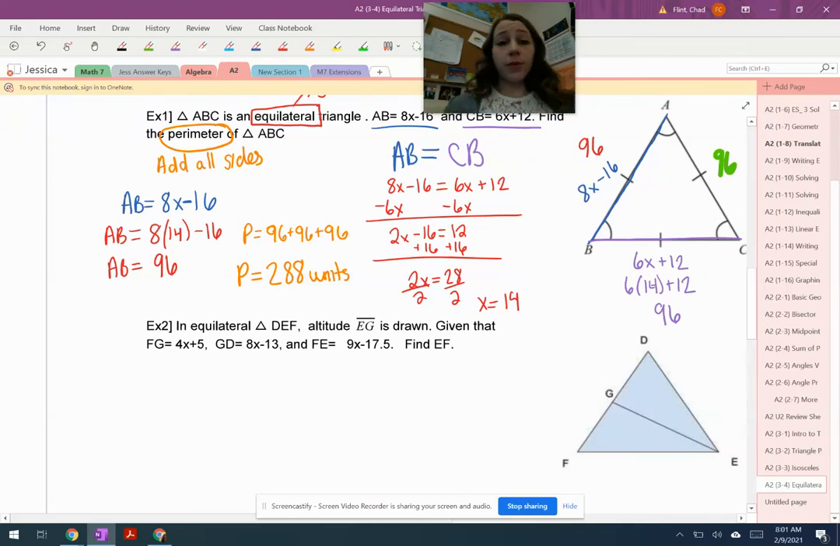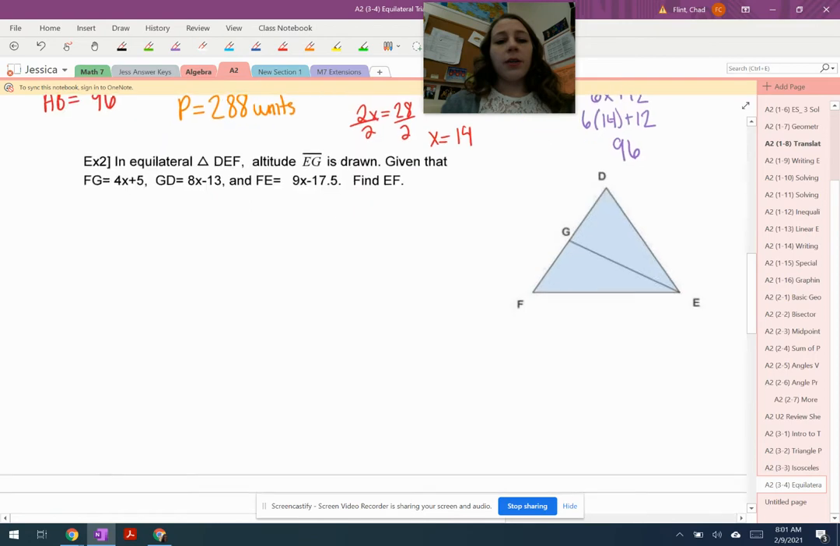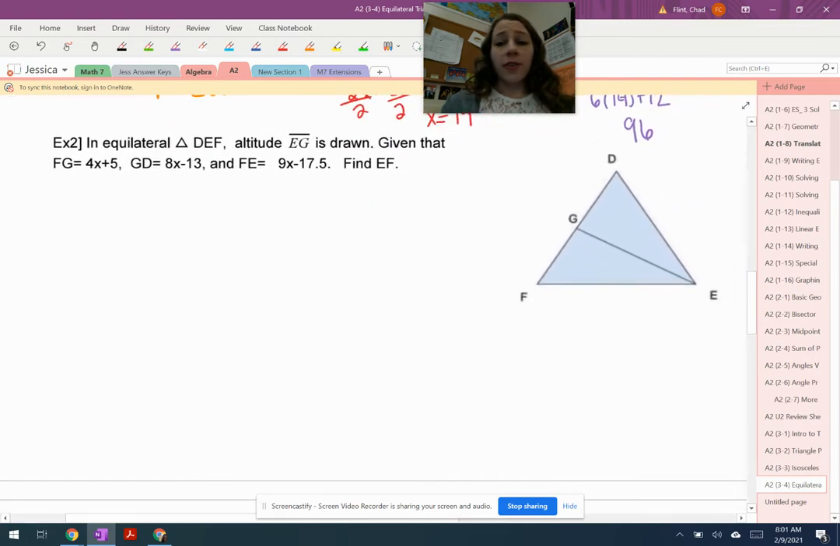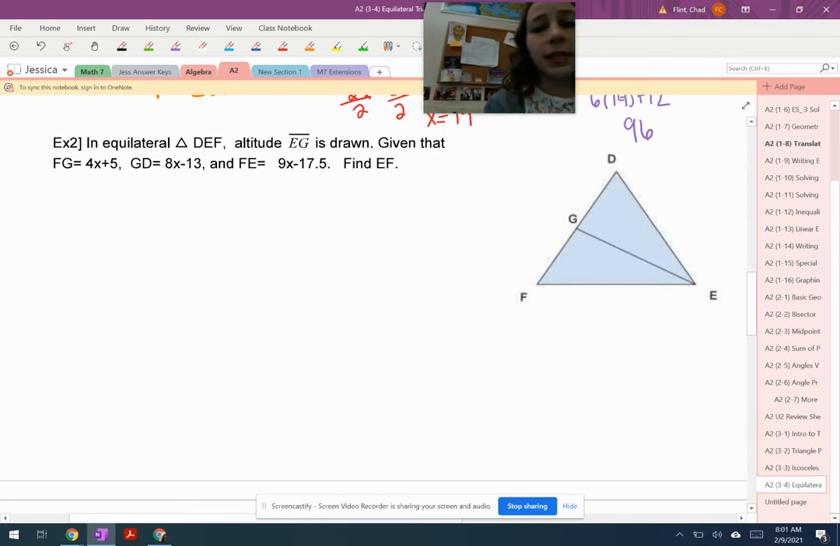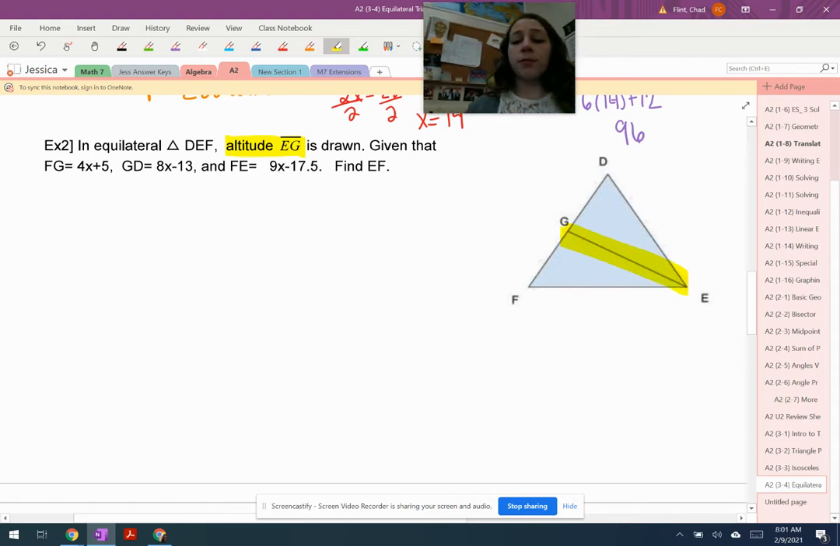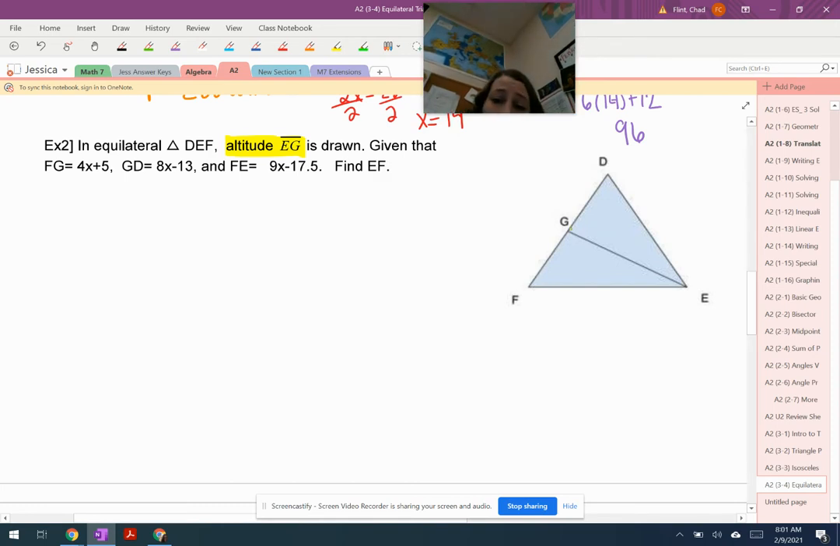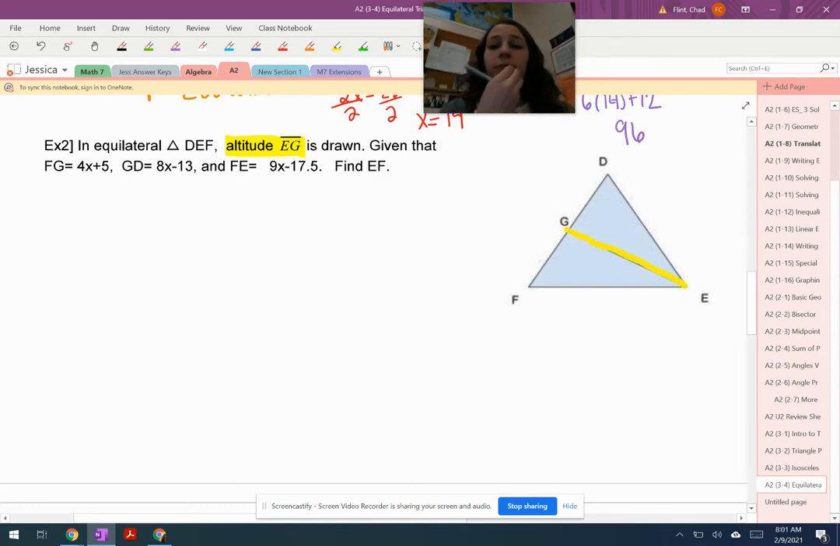Right, looking at example 2 here for 3-4, hopefully it'll be all right. An equilateral triangle DEF, so that's this guy, DEF, altitude EG is drawn. So immediately I'm noting that they're giving me an altitude, so I'm probably going to be using some of those altitude properties. We could just do something as simple as that.